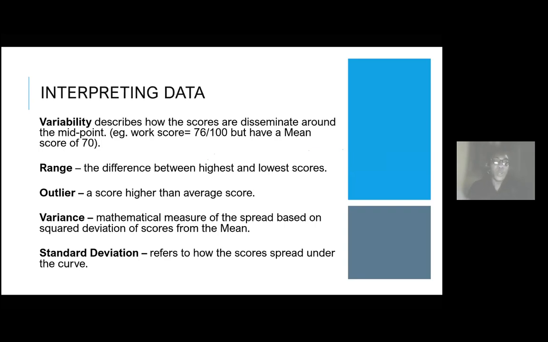So we speak to range. And range is just the difference between the highest score and the lowest score. We also speak about outlier, and that's a score that is higher than the average score. And then we also speak about variance, which is a mathematical measure of the spread based on the squared deviation of the score from the mean. And what does standard deviation basically refer to? It refers to how the scores spread on the curve.